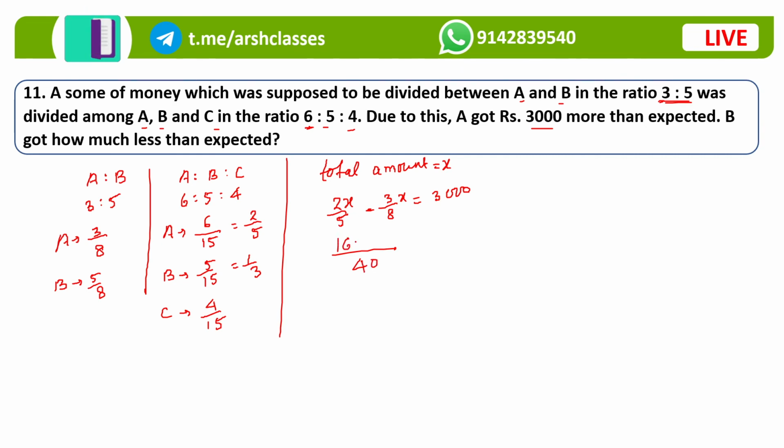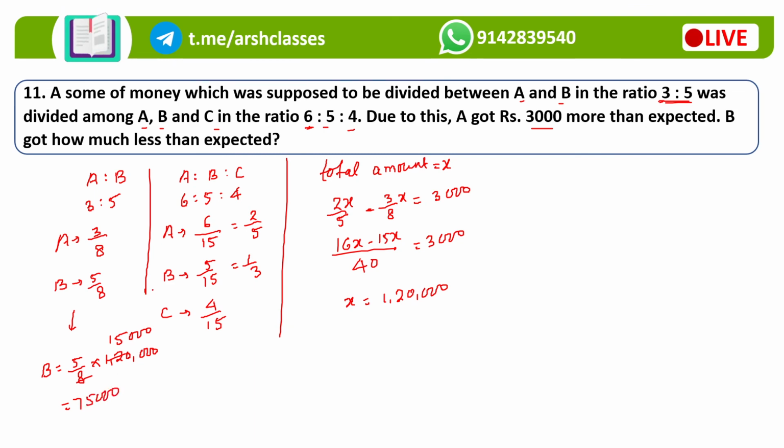This is 16 times of X. This is 15 times of X. That is equal to 3,000. So X I'm going to calculate, this is 120,000, the value of X. The question is, B got how much less than expected? Okay, so I can directly calculate it: the expected amount is 5 by 8 of this 120,000. So 8, this you can say 15 times 5,000, so this becomes 75,000 expected value, right?